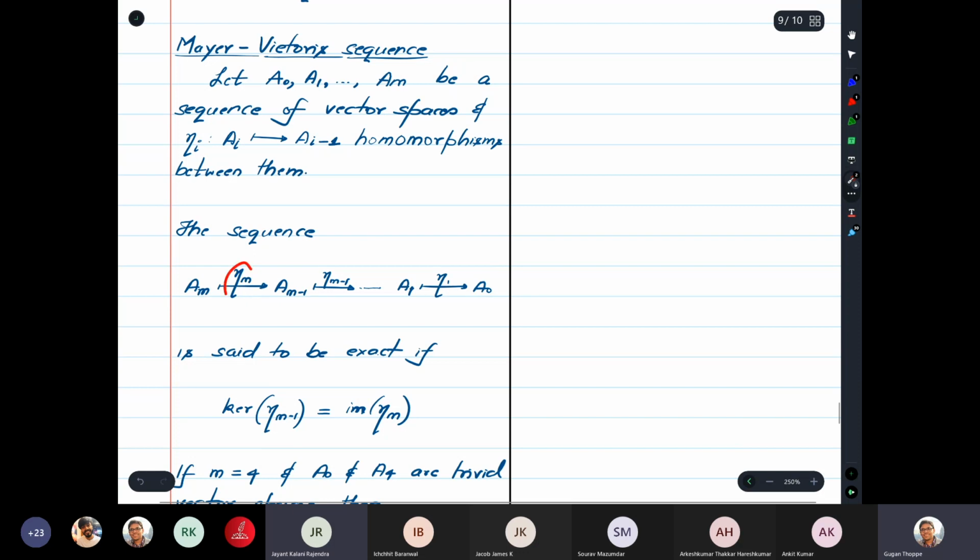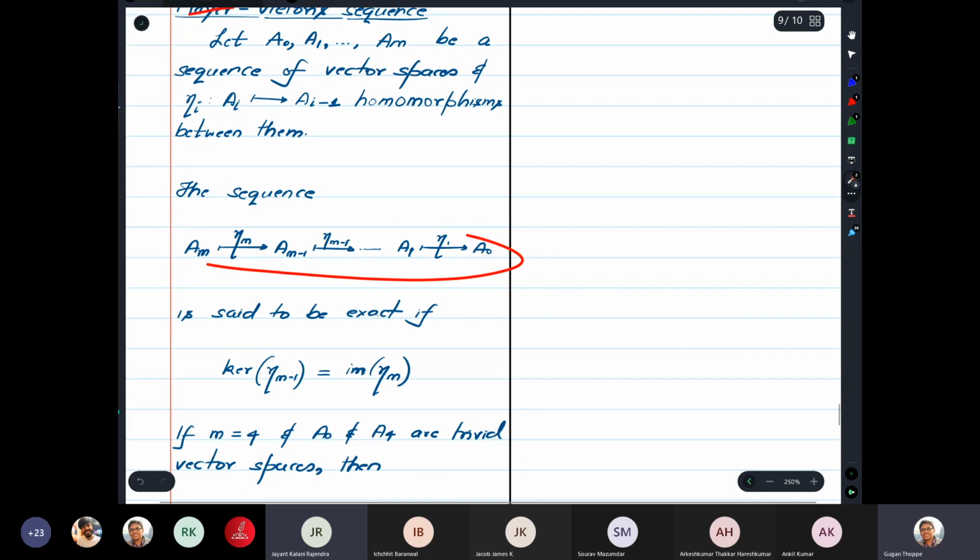So this eta m will go from Am to Am minus 1, this eta m minus 1 will go from Am minus 1 to Am minus 2, and this continues all the way, and finally from A1 to A0, between them you have this eta 1. So you can see that you have a sequence of vector spaces, and you have these linear operators or vector space homomorphisms between them. So this is at this point a sequence. We will say such a sequence is a Mayer-Vietoris sequence.